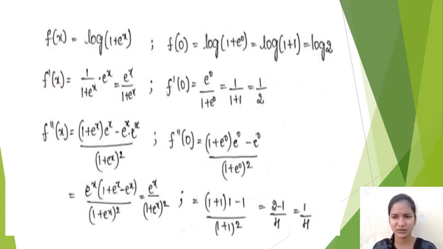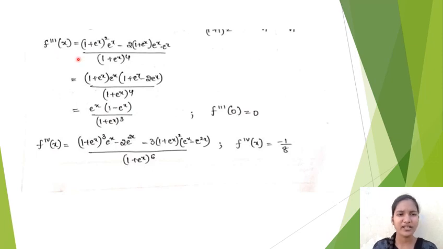So like this we calculate f of x, f dash of x, f double dash of x. Then we will do f triple dash of x. Same formula we use here also, that is d by dx of u by v. Finally we get e power of x into 1 minus e power of x by 1 plus e power of x whole cube. If we substitute 0 in x, we get e power of 0 into 1 minus e power of 0 by 1 plus e power of 0 whole cube. Finally here 1 minus 1 is equal to 0, so the whole thing becomes 0.